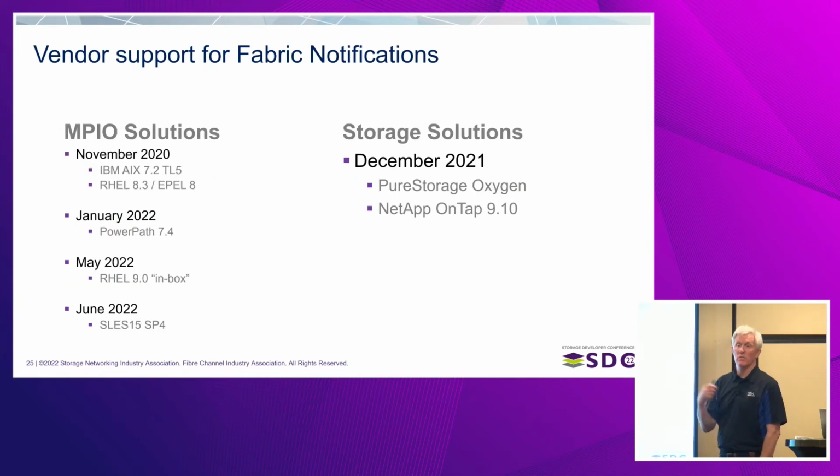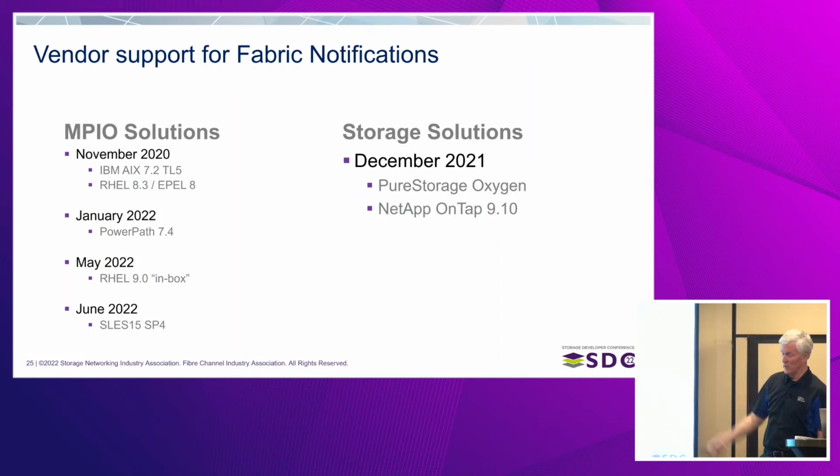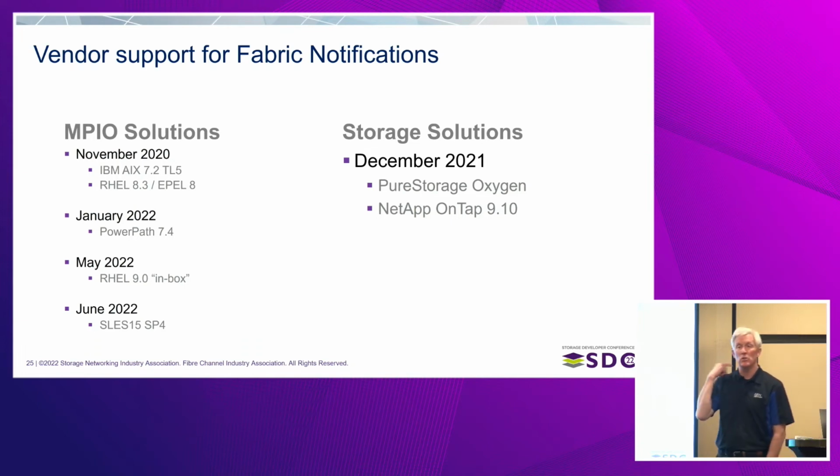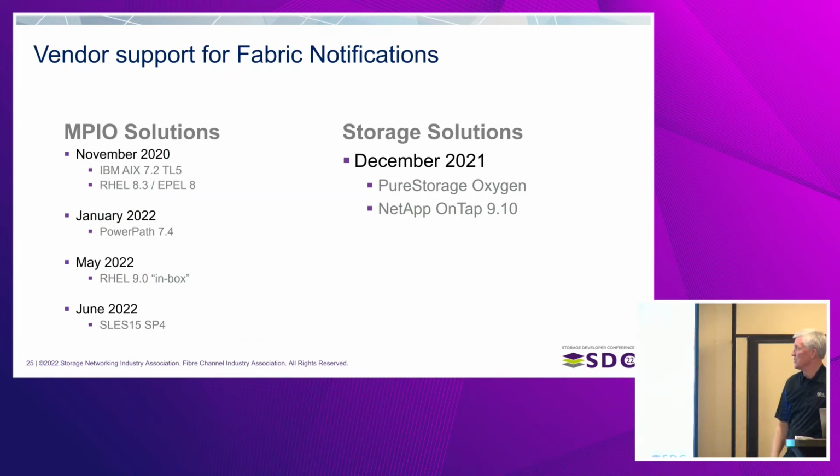MPIO solutions are the next layer up that we really needed. IBM AIX was the first to bring it out, followed very shortly by Red Hat Linux, in November of 2020. In January of 2022, this year, the PowerPath solution that I just showed you in the demo became available. As of May and June of this year, we've done an inbox version on Red Hat.